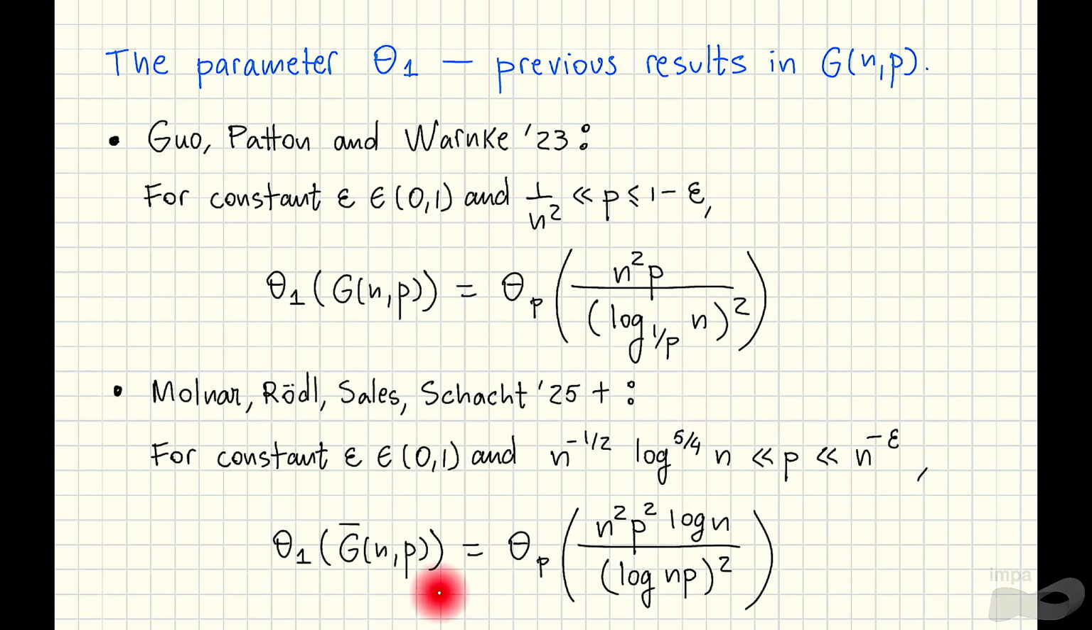Then for every constant epsilon and p between essentially n to the minus 1/2 and n to the minus epsilon, the number of independent sets needed to cover all the non-edges of G(n,p) is essentially n squared p squared log n over log np squared. So this is the number of edges of the complement of G(n,p) over the independence number squared, times this factor of log n. This says that the factor of log n is really necessary. Is the constant depending on p or epsilon? It depends on epsilon. Thank you very much.